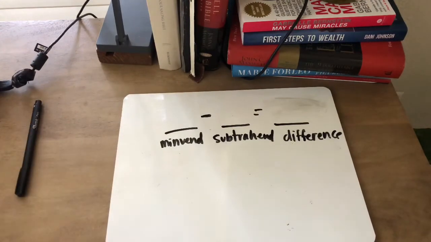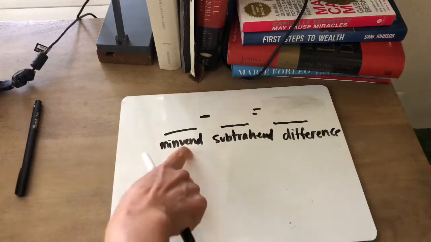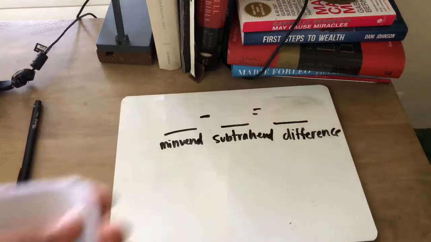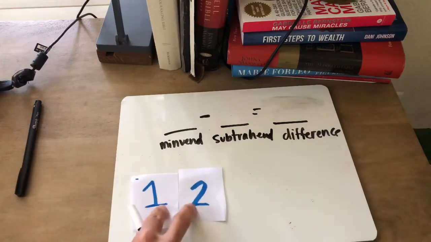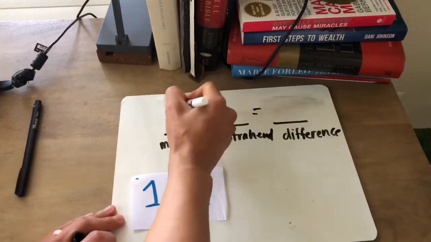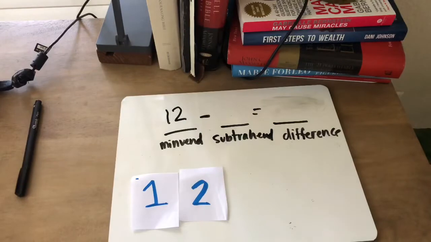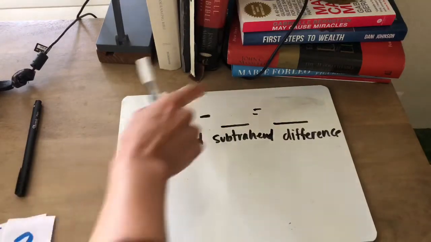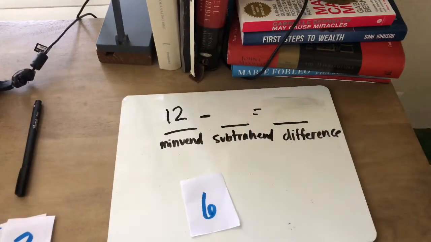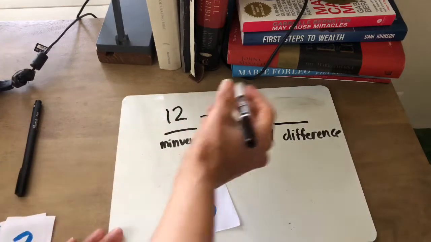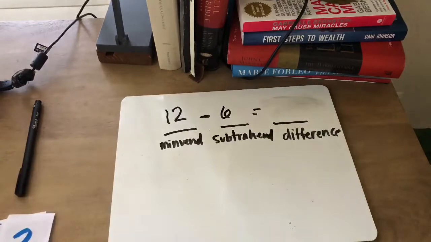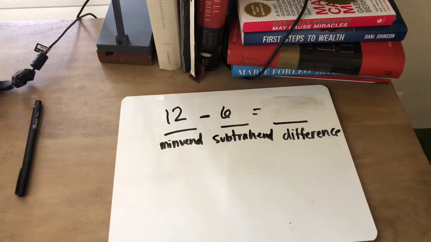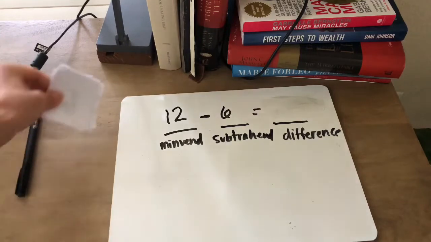So those are the different parts of our subtraction equation. Now let's go ahead and find out what our minuend is going to be. I have a stack of cards, just randomly choosing a number. All right, so our minuend is going to be 12. That's our whole. And from that minuend, let's see what we're going to subtract. We're going to subtract 6. So our subtrahend is 6. And our job is to find the difference.